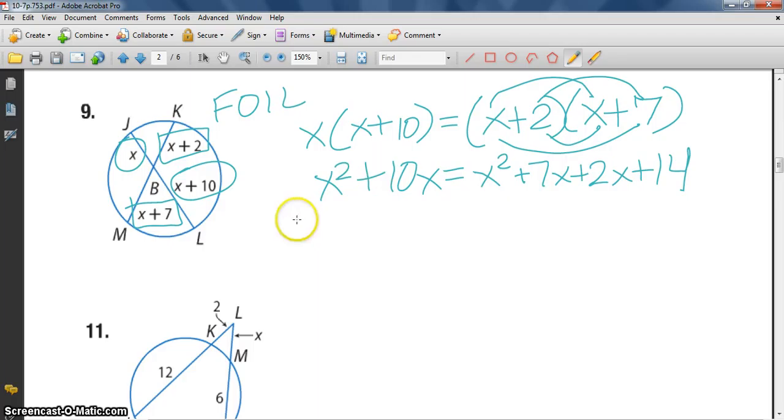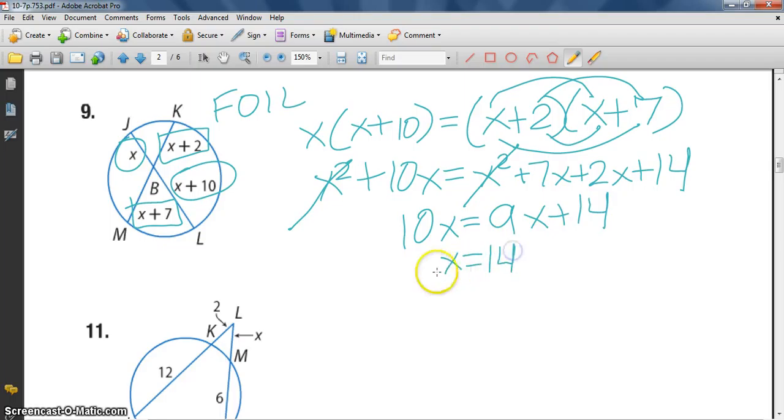If we simplify this, we can subtract x squared from both sides. We would get 9x plus 14 on the right. So subtract 9x from both sides, and x is equal to 14.